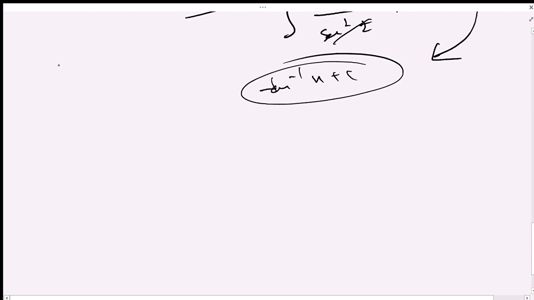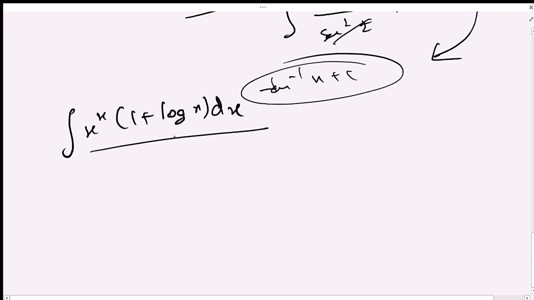Suppose we have this integration: x to the power x times 1 plus log x dx. Clear? How to solve this problem? Here we need to assume this particular function as z, or substitute it to be z. The reason is that when we substitute this to be z, we will get a 1 plus log x term. Let us check whether we will get it or not. I assume I should get it.